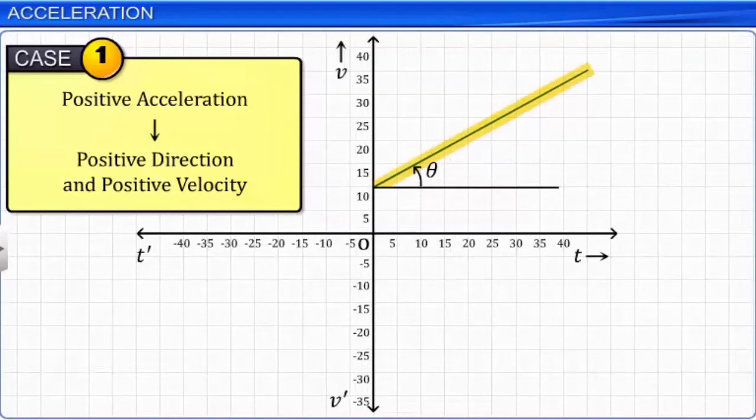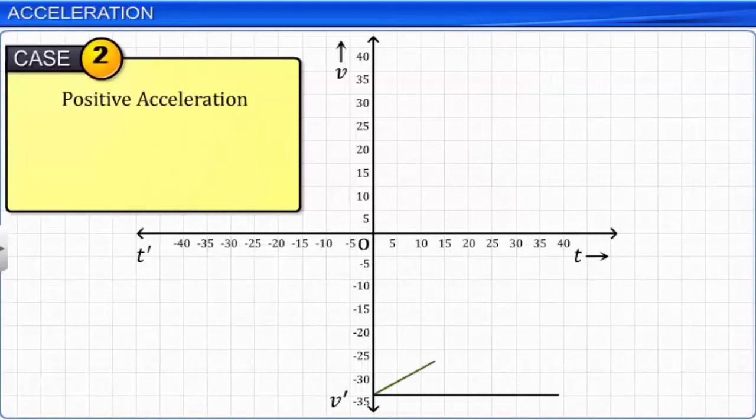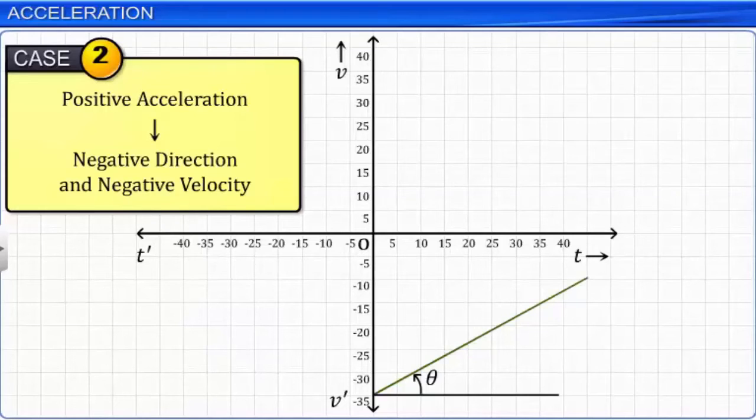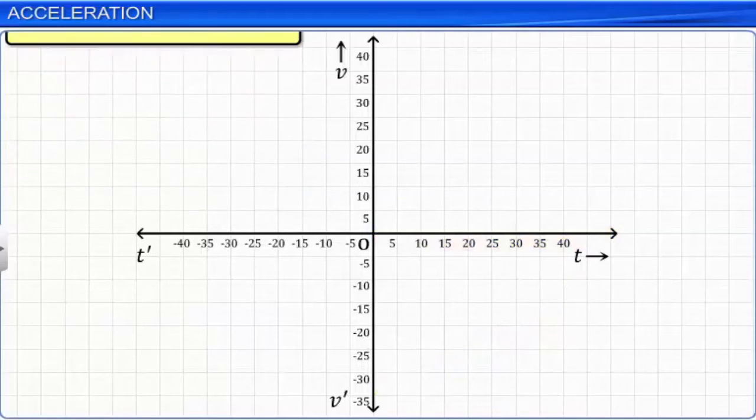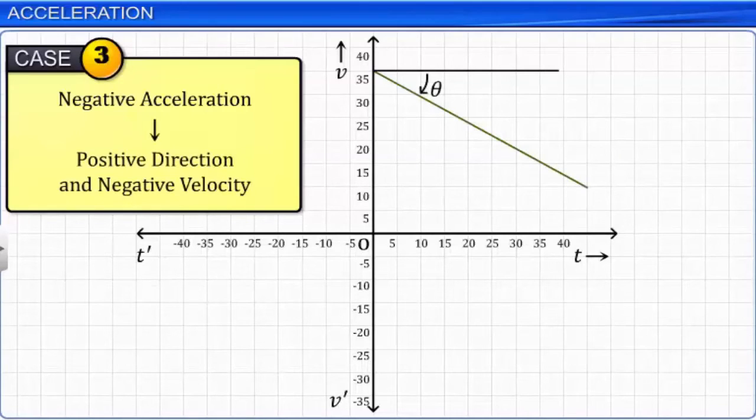Body with positive acceleration, that is, negative direction and negative velocity. The graph is an inclined line below the x-axis with upward inclination. Body with negative acceleration, that is, positive direction and negative velocity. The graph is an inclined line above the x-axis with downward inclination.